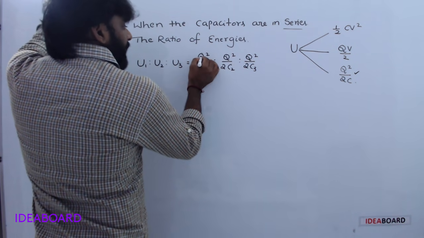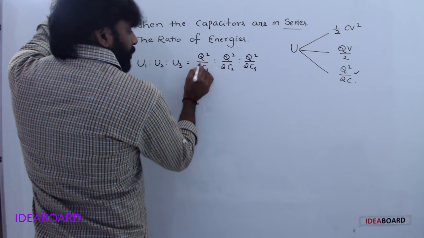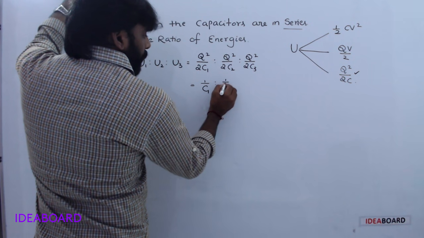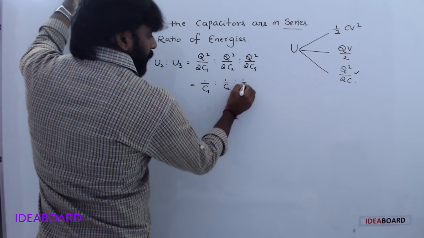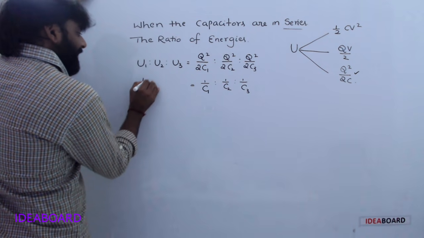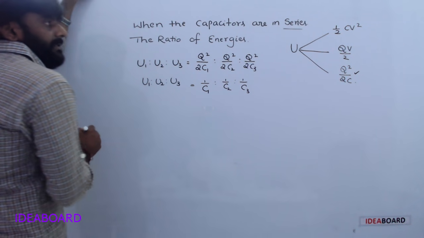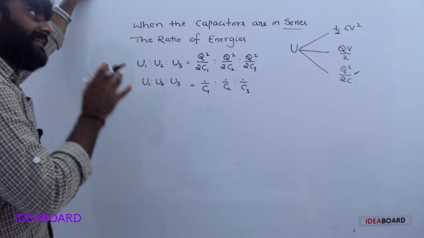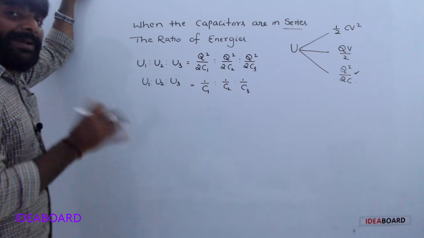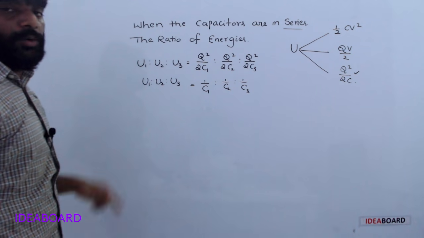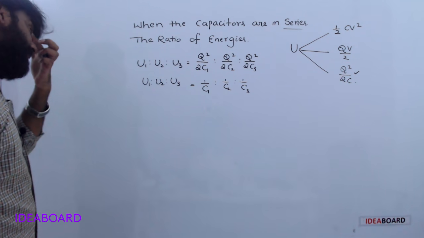Understood? Okay. Here charge is constant. So finally, 1/C1 : 1/C2 : 1/C3. Energy ratio in series combination, in terms of capacitances, is 1/C1 : 1/C2 : 1/C3.